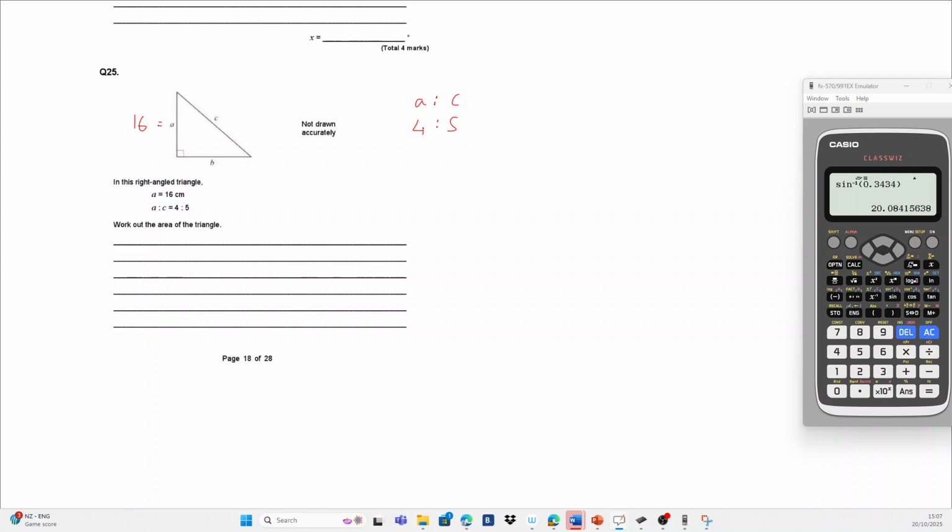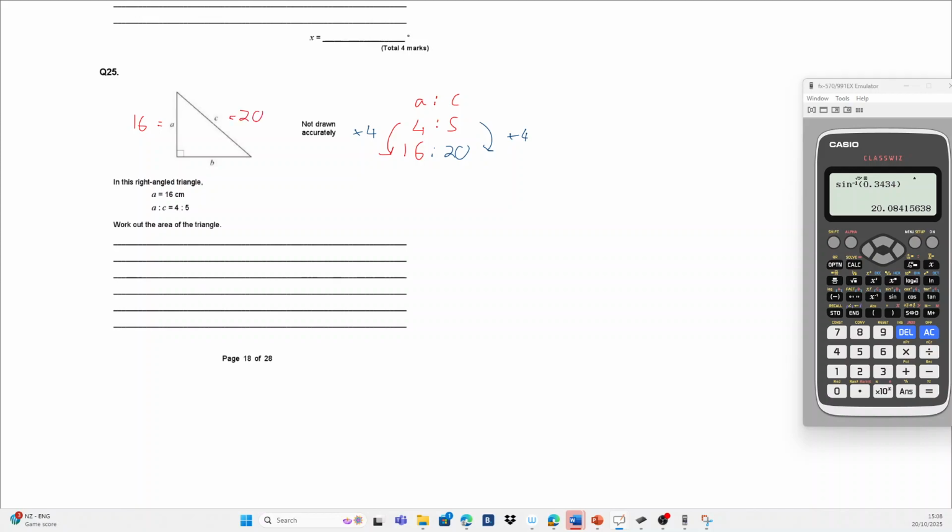And you know that A in the question is equal to 16, so what I can do here is upscale. I'm not even reading the question, I'm just thinking, what can I do here? From 4 to 16, I'm timesing through by 4. Do the same thing over here, times through by 4 to give me 20. So the length of C in this question must be equal to 20.